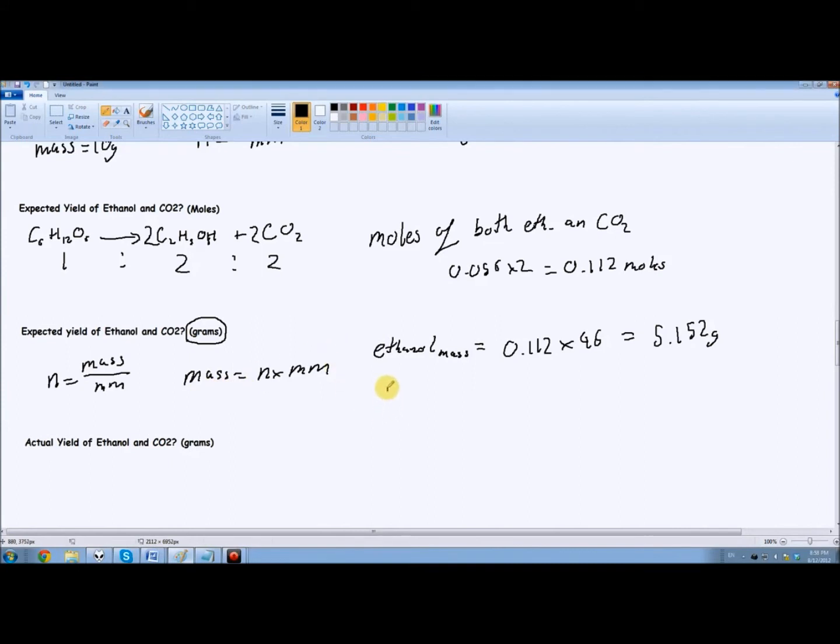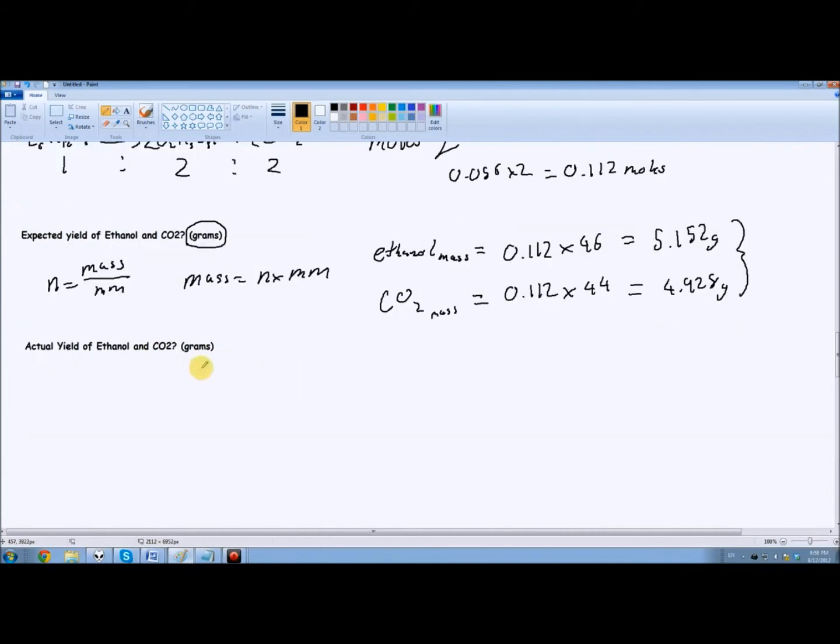Now we can do the same for carbon dioxide, CO2 mass. This would equal again 0.112 because they have the same ratio, they're 2 to 2, times the molar mass for carbon dioxide, which is 44. It's 2 less than ethanol, that's how I remember that. So 44 times 0.112 is 4.928. That's how many grams of CO2 we end up making. So that is our expected yields of ethanol and CO2.